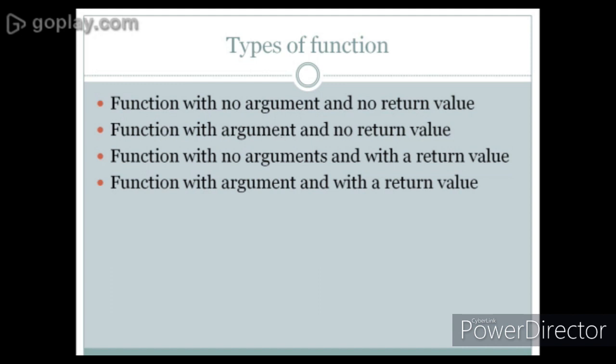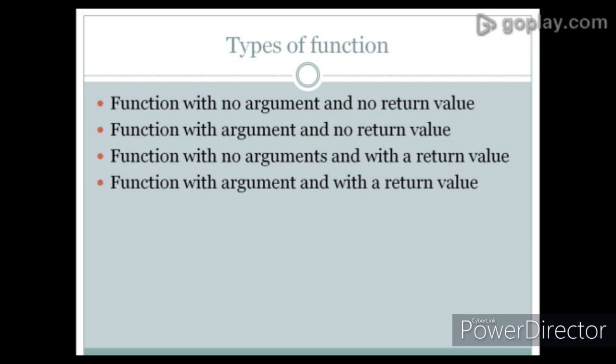In the function we have already discussed, like we have used a function for swap. In that program, we have passed x and y, that is, two parameters, two arguments, but we did not return any value. That is the function with argument and no return value. Then the function with no argument and with a return value. Here we will not pass any value to the function, but the function will return some values. And the last type is function with argument and with a return value.